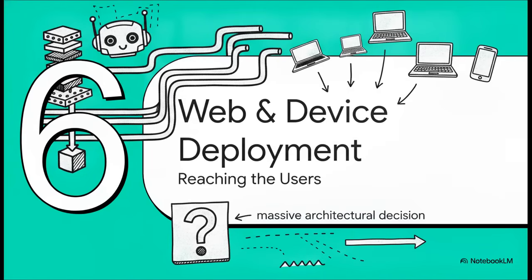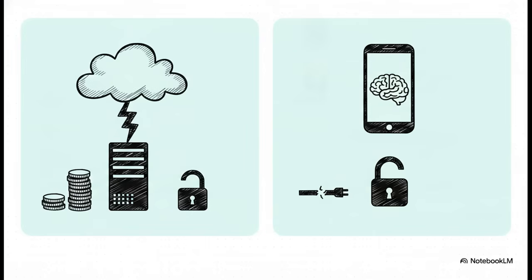Finally, Section 6, Web and On-Device Deployment. We have our foundation, our agents. Now how do we get this into the real world? You really have to choose between a cloud API approach and on-device deployment. Cloud APIs, like hitting OpenAI or Anthropic servers, give you access to massive, incredibly capable models. But they come with high recurring costs, they fail completely if the user loses internet, and every query means sensitive data is leaving the device. In healthcare or finance, that's a massive privacy risk.